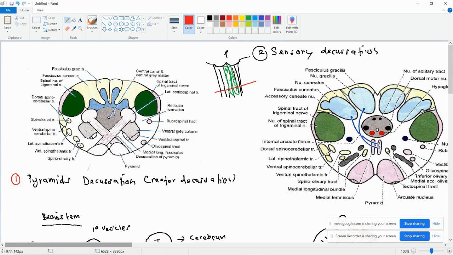So this pyramid you can see is in the anterior part. This is anterior, this is posterior, because this is the anterior median fissure and posteriorly this is your posterior median sulcus. So this is your pyramids, left and right pyramids. What is a pyramid actually? A pyramid is an elevation bilateral to your anterior median fissure, and it is very important because it consists of motor tracts.